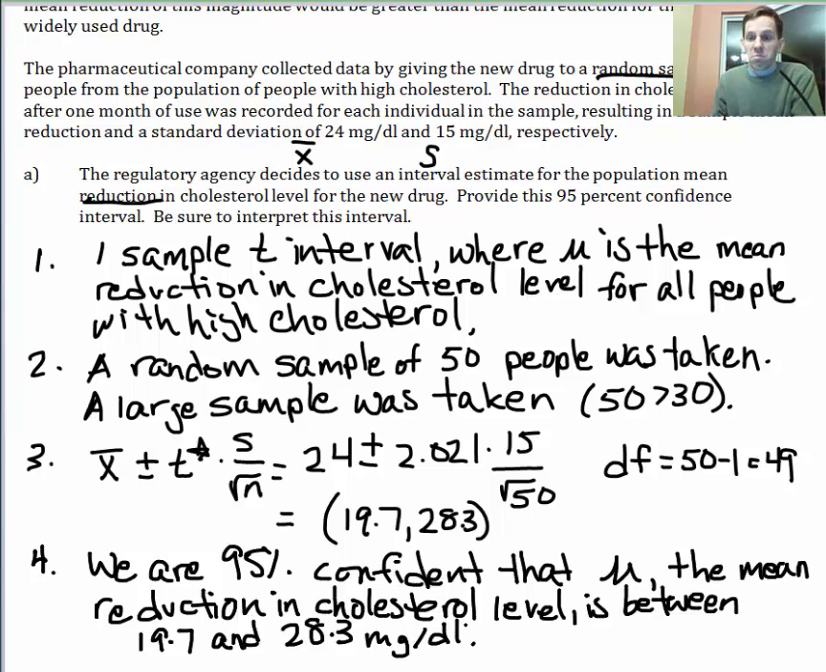And that is your 2004 AP problem solved using 4 steps, and it's your first example of a one sample t interval.